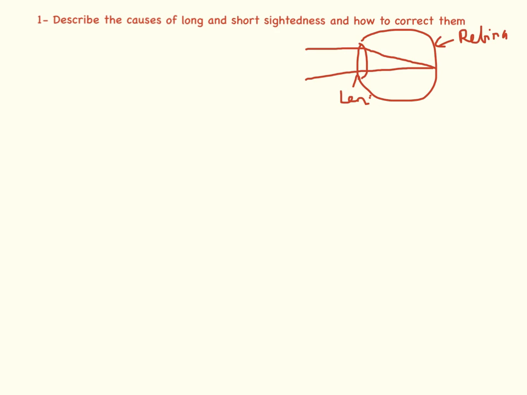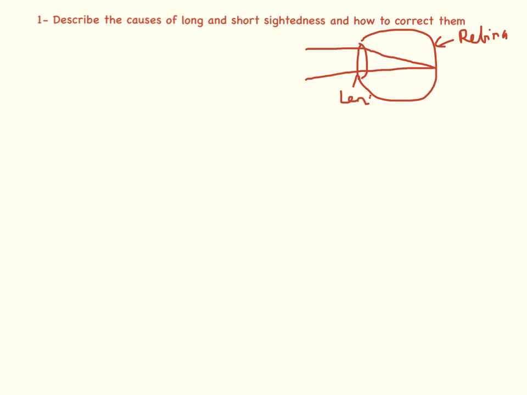So you need to know about long-sightedness and short-sightedness, what causes them and how we can correct them. So in a normal eye, let me just quickly sketch that out for you. Normal eye here, this is the retina. And this here is the lens. The light comes in like this, and in a normal eye, it is going to be focused on the retina.